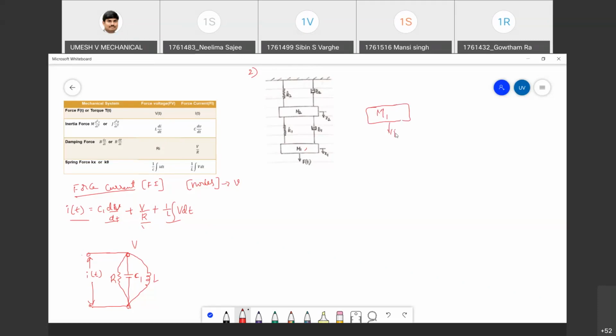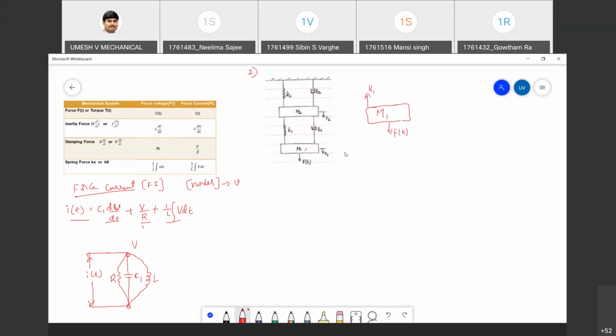Very good. Then for M1, what are the elements connected? K1 and B1. What is the differential equation for K1? Here, I will explain. K1 is connected to both mass M1 and M2. Is it right? Yes, sir.